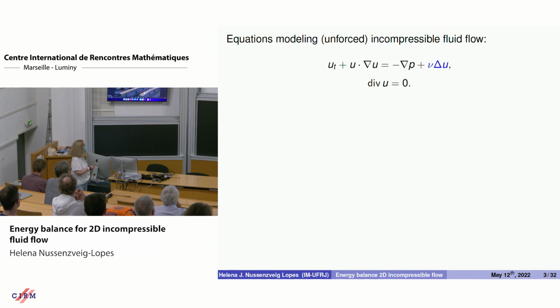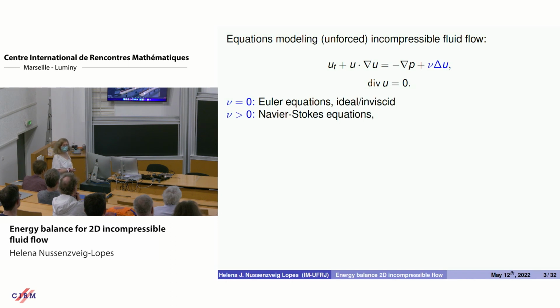So the equations modeling incompressible unforced fluid flow are just u_t plus u dot grad u equals minus gradient of pressure plus nu Laplacian u. Divergence of u is 0 is incompressibility, and nu equals 0 corresponds to the Euler equations, and nu greater than 0 to the Navier-Stokes.